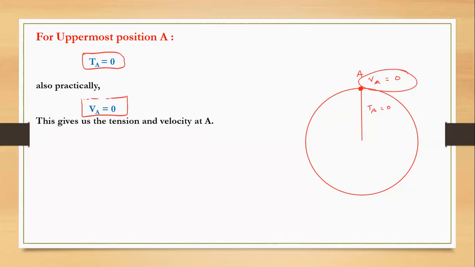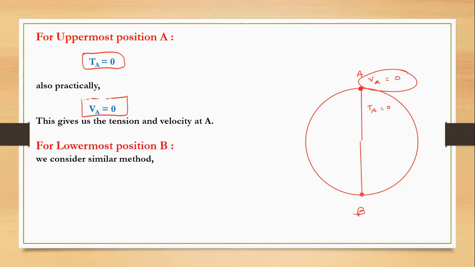Then we take the lowermost point. So pay attention: at the uppermost point, tension is 0 and speed is 0. At the lowermost point B, okay, I am talking about the lowermost point. So this is the point B.